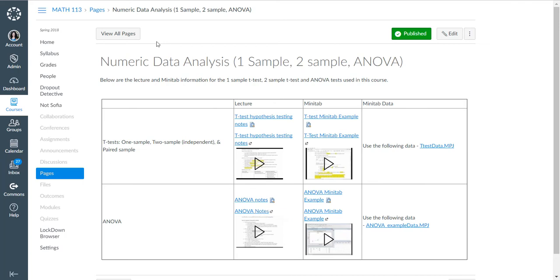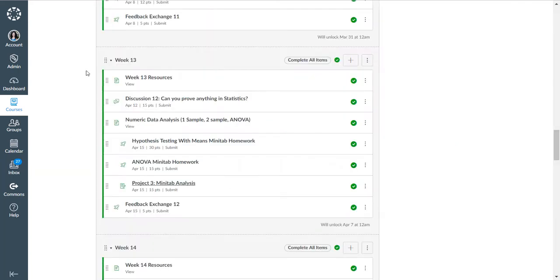So how does that play out? Well, what we're going to do, no quiz this week either. So woohoo, no quiz. We do have discussion 12. I'll come back to that in a minute. But for numeric data analysis, you've got a hypothesis testing with means Minitab homework and an ANOVA Minitab homework.